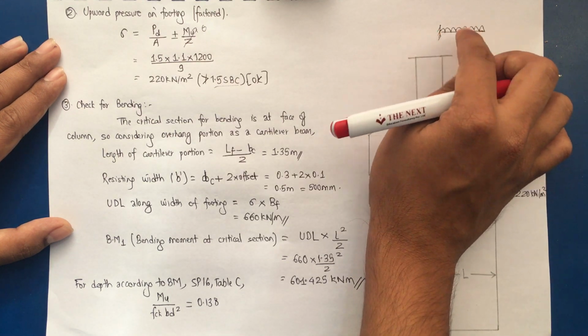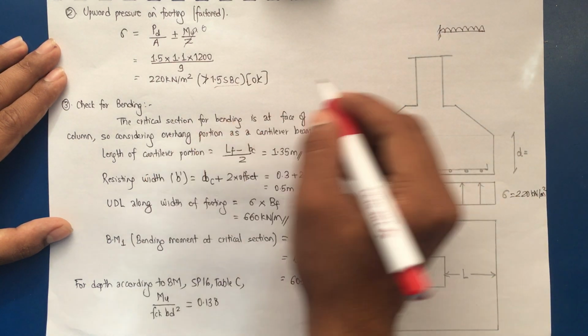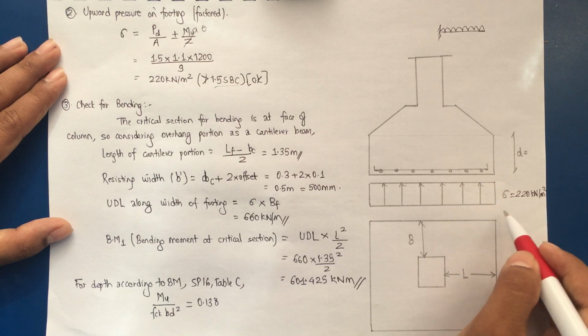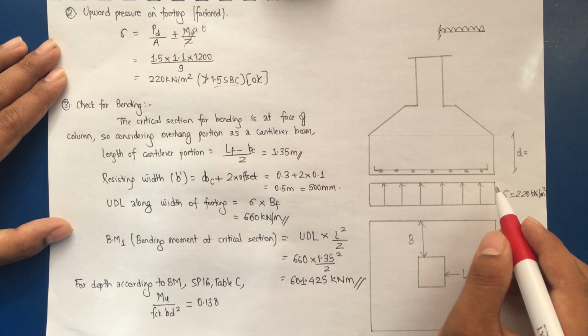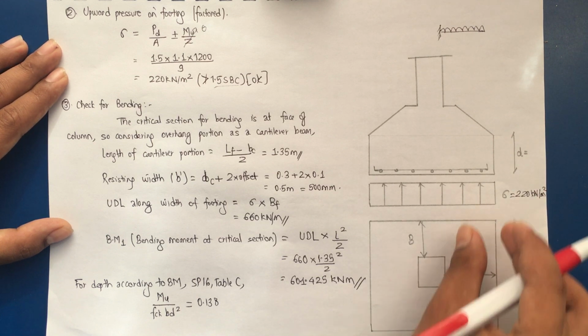cantilever beam subjected to a UDL, and the UDL is equal to the soil pressure, and as it is in per meter square, we have to convert this into per meter, for which we will distribute this soil pressure along the width of the footing.